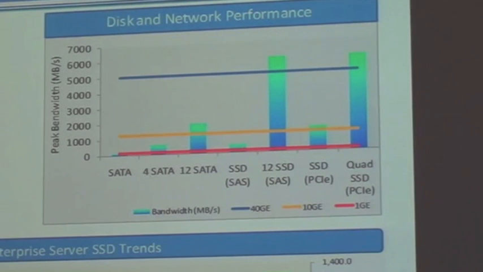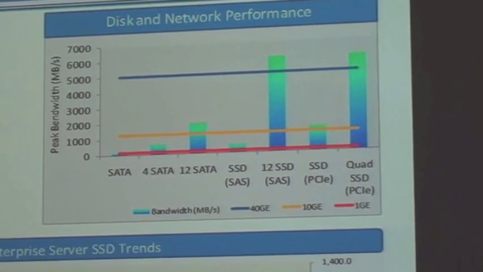Of course, the SATA would be the right example. So just look at the 3 lines. The red one is 1 gig, the yellow is 10 gig, and the blue one is 40 gig equivalent of a network. So look at the first example, single SATA drive, that's fine. If you have a single SATA drive, you have 1 gig, you have matching bandwidth, you're all fine.